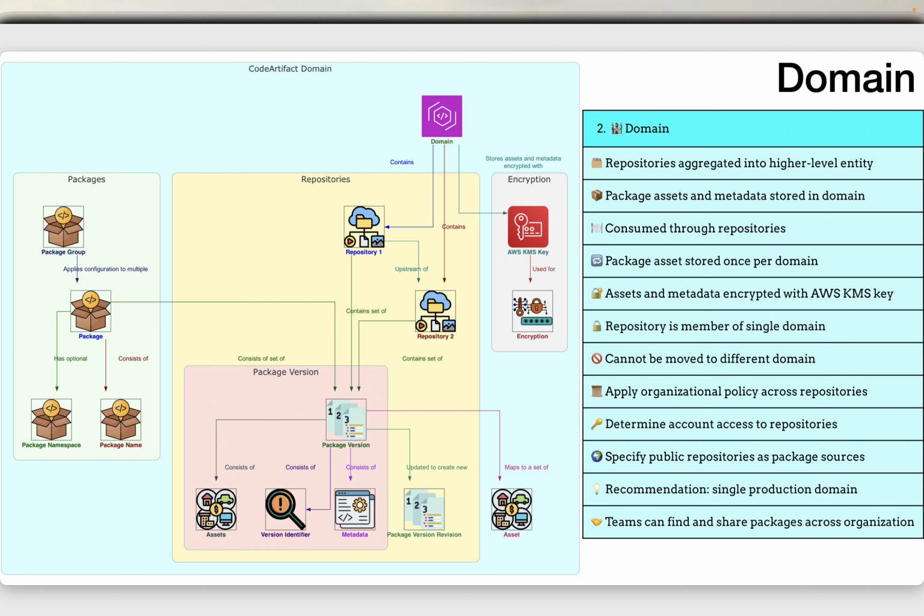Using a domain, you can apply an organizational policy across multiple repositories, and with this approach, you can determine which accounts can access repositories in the domain and which public repository can be used as the source of packages. Although an organization can have multiple domains, it is recommended to use a single production domain that contains all the published artifacts. That way, teams can find and share packages across your organization.